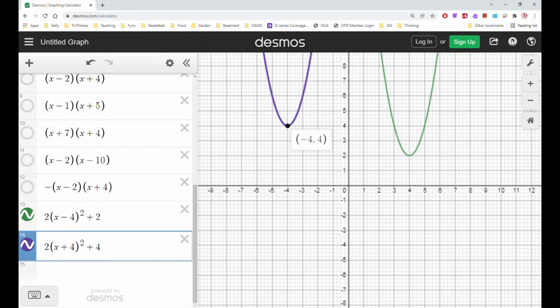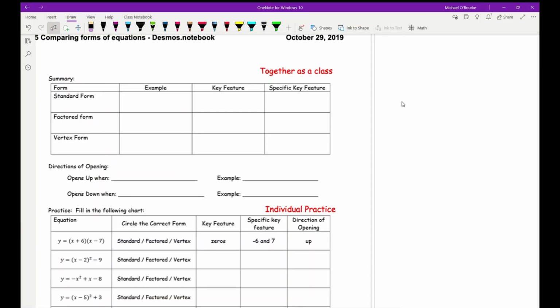Let's go make a note. So for this one here, we're going to just formalize what we did. An example of standard form is going to be 2x squared plus 4x plus 3. The key feature there was the y-intercept, okay? And it's the c value, right, which is right here. So it is 3, which matches right there. And if we were to write this, it'd be ax squared plus bx plus c, and it's the c value we're looking at.